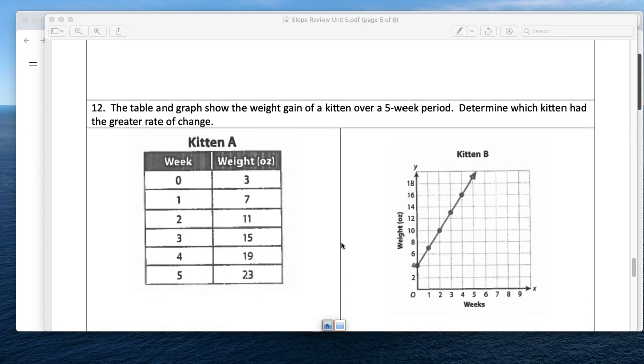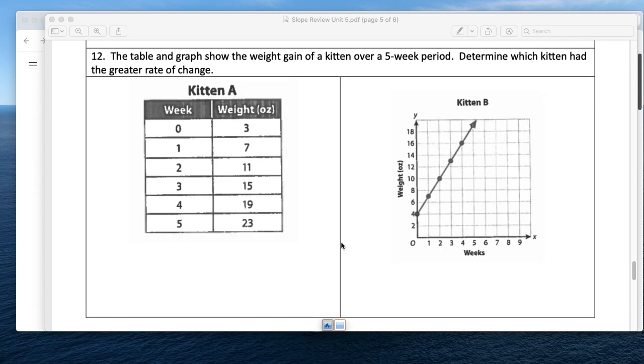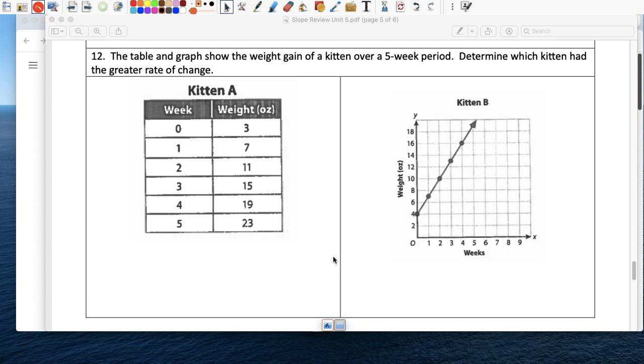Oh, almost at the end. It shows the weight gain of a kitten over a 5-week period. Determine which kitten had the greater rate of change. Right. Okay. So week 0, the kitten was... So let me graph that one again.